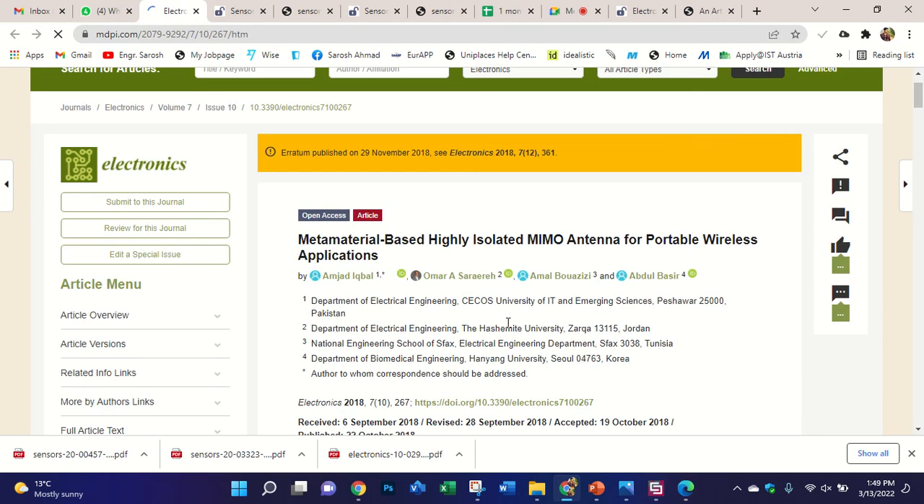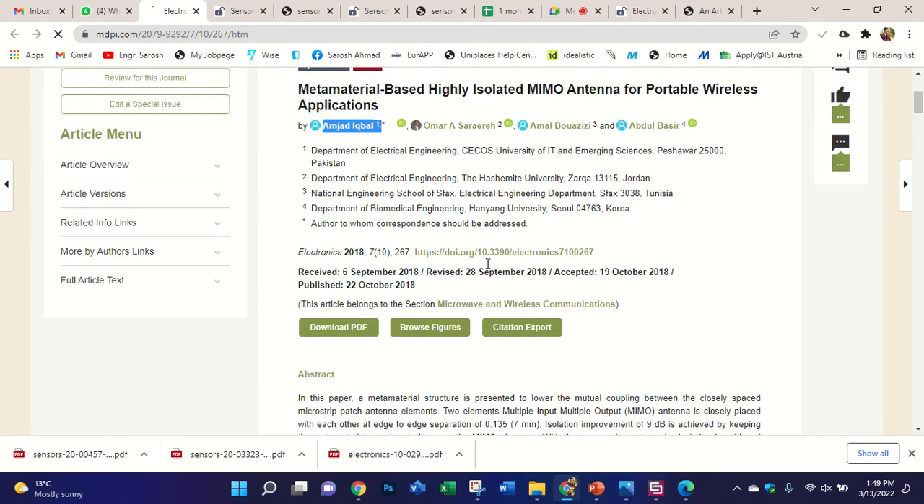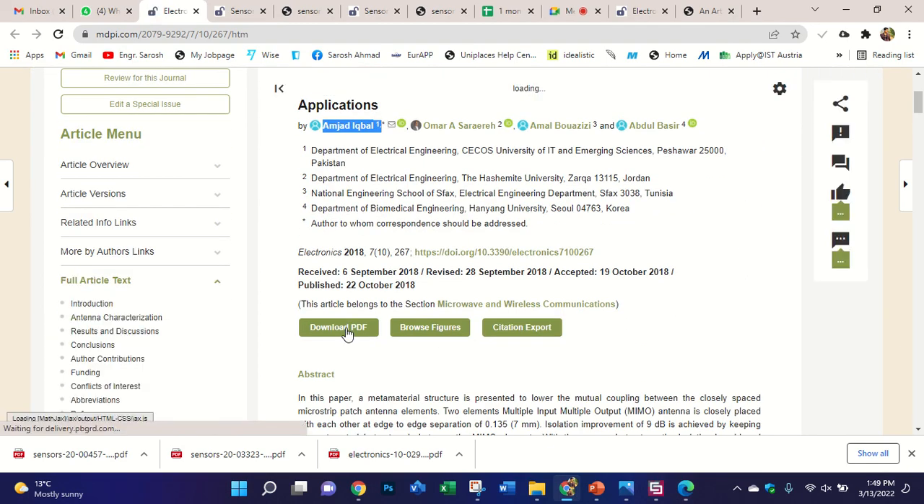I sent you the common article for isolation for MIMO antenna. Yes, this is by Amjad Iqbal. He is my friend. He's Pakistani. It's a common article.